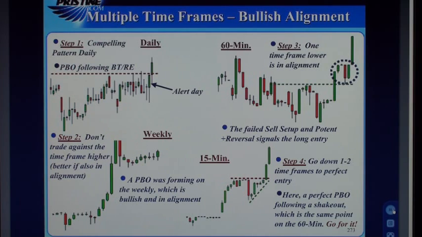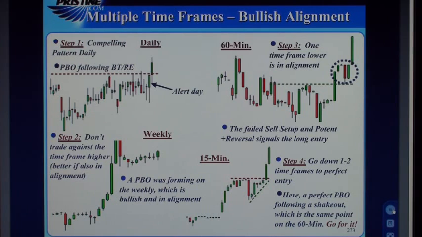If the daily is your primary time frame, you've come across a consolidation pattern, and within that consolidation pattern you have an alert day, meaning you have a bottoming tail bar which took out prior bar's lows and closed on its high within a consolidation. That alert says that prices should move higher above that bar's high.